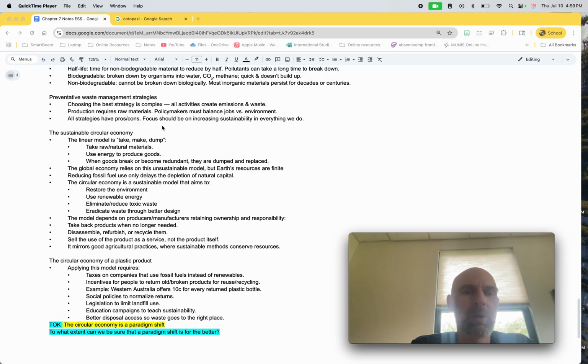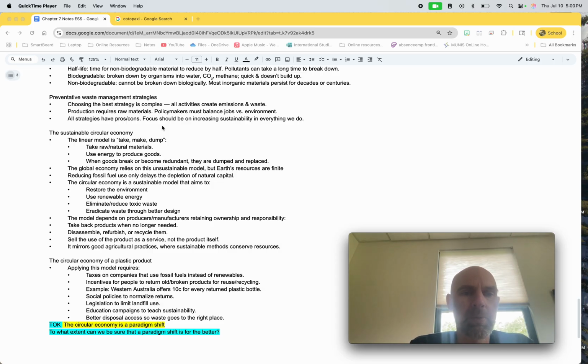So the global economy relies on this unsustainable model, but Earth's resources are finite. So eventually you're just going to run out of them. Reducing fossil fuel use only delays the depletion of natural capital. So really, it's kind of a bad hippie way of looking at it, but it's true. The circular economy is a sustainable model that aims to restore the environment, use renewable energy, reduce toxic waste, and eradicate waste through better design. So it's just constantly reusing things and using renewable energy to make things.